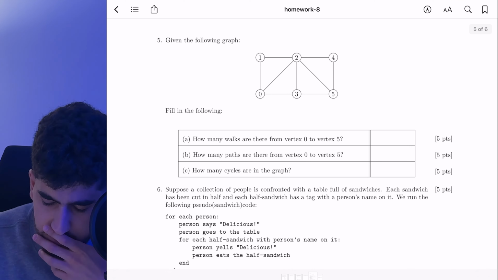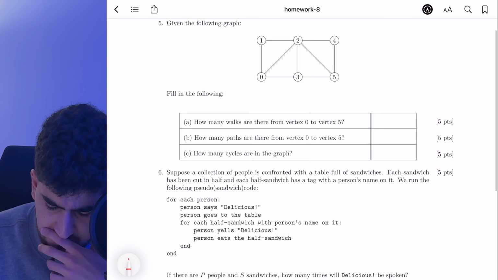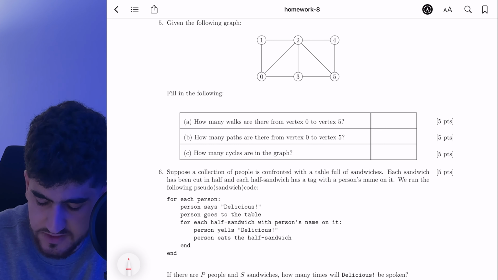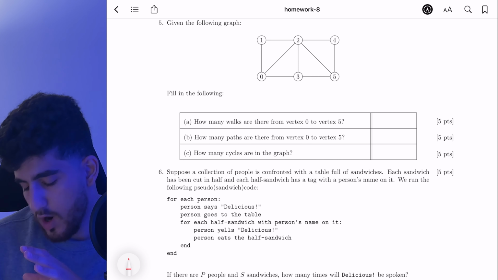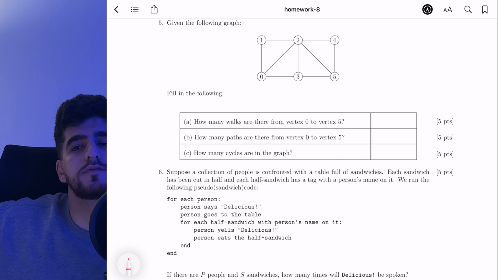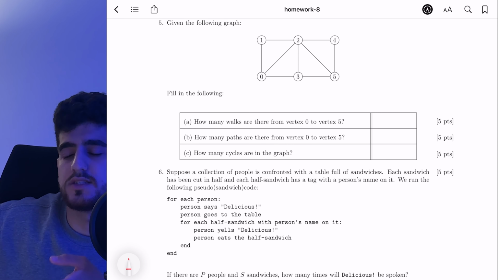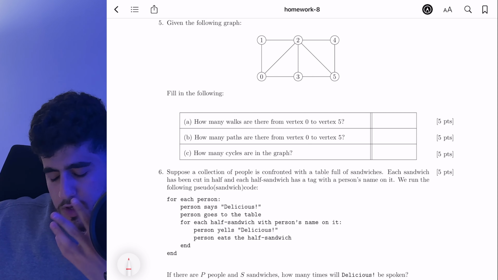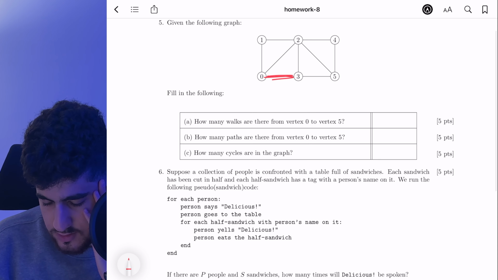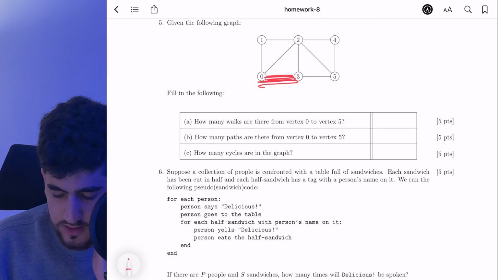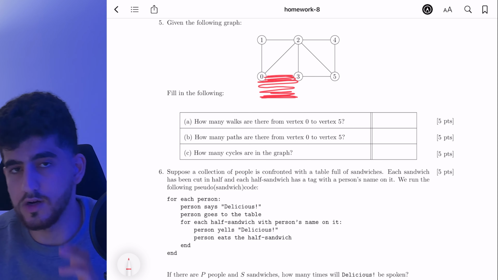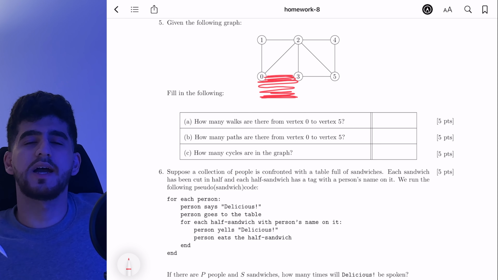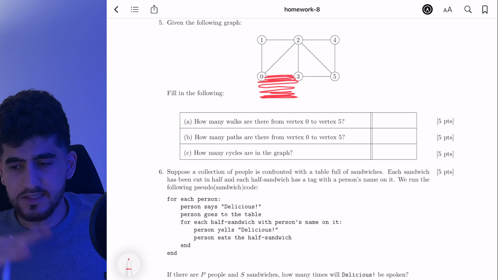The next one: given the following graph, fill in the following. How many walks are there from vertex 0 to vertex 5? When we have walks, walks can have duplicated edges and vertices. So when we have a walk, you can just consider an edge and go there and go back, then go there again and go back, and stay here as long as you want. And then at the end go to 5. Because there's no limit on how many times you pass over an edge. You can pass them as you want.